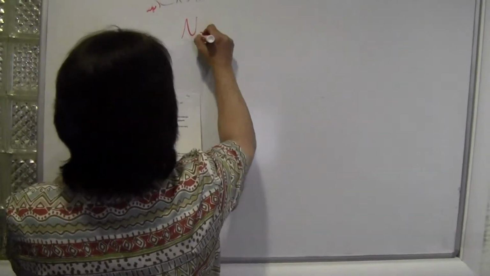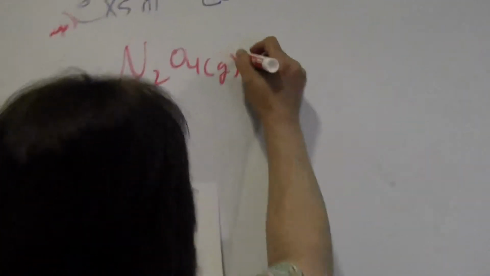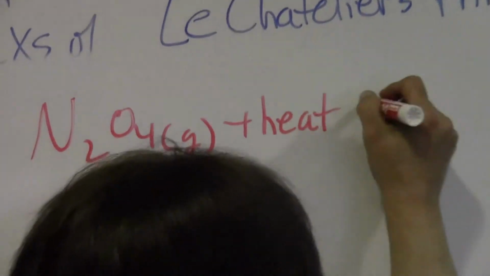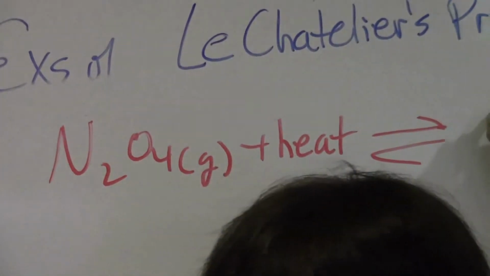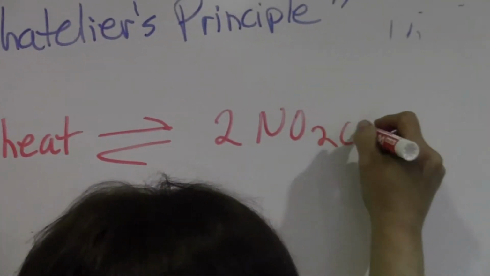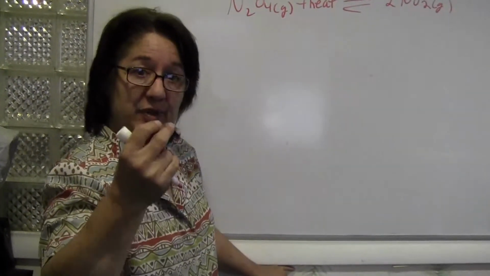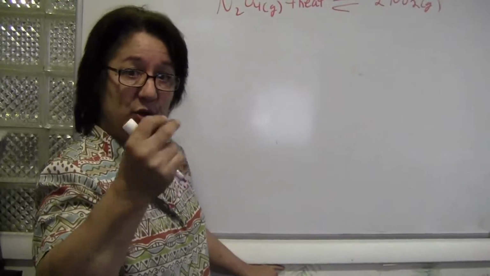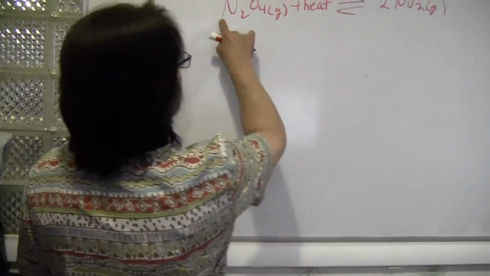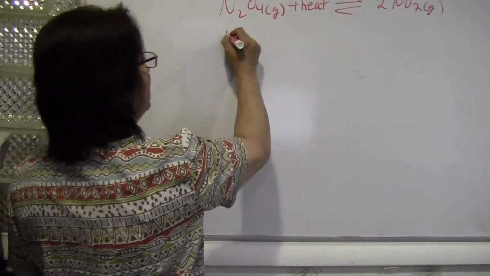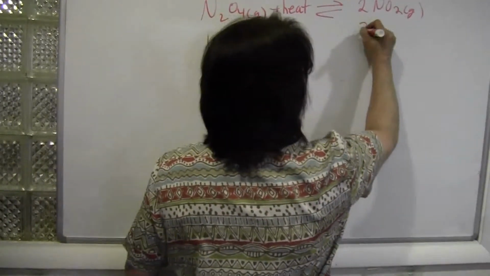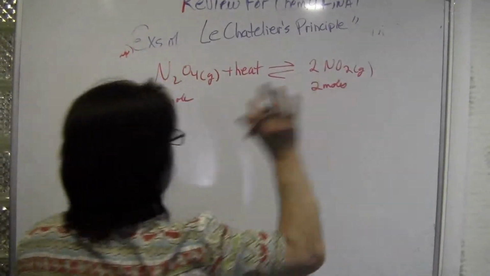So here's our second example. N2O4 gas. Now this time they're going to write it in: plus heat yields 2NO2 gas. Step 1. Cross out solids and liquids. We don't have any. We have nothing to cross out. Step 2. Add up the number of moles of gas on each side. So we have 1 mole of gas here. We have 2 moles of gas here. We're all set to go.